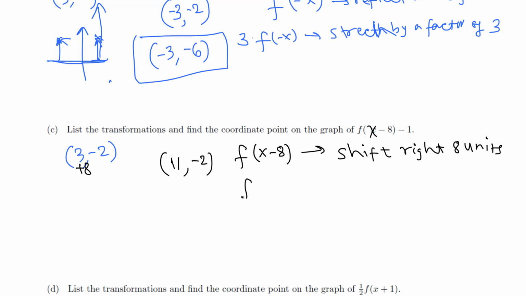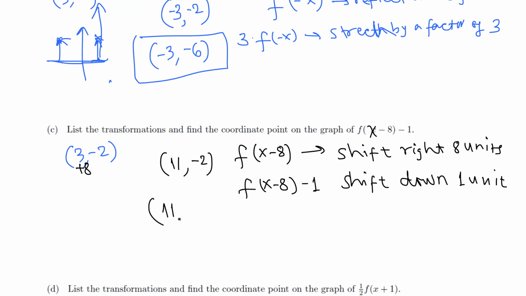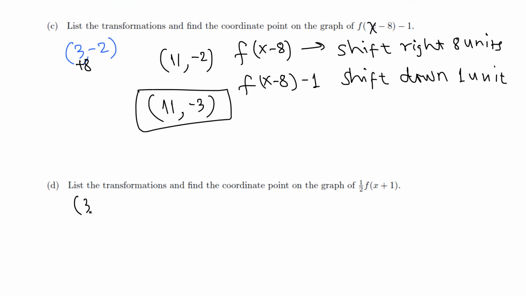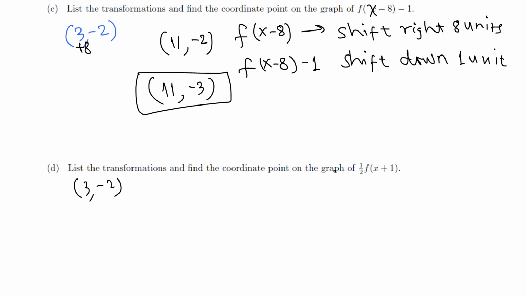Okay. Then we have the minus 1 outside, which means shift downward. That's the vertical shift. Shift down 1 unit, so subtract 1 from the y coordinate. So we have (11, -2 - 1), that means (11, -3). It's the final point.